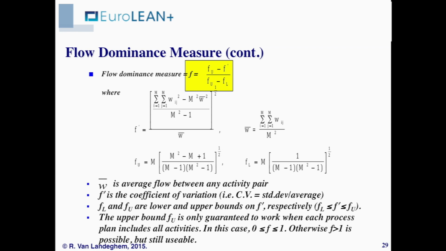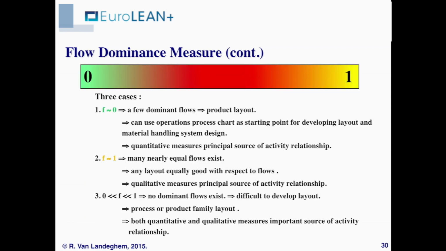Now, having calculated this dominance measure, we can then look at the value. If it is close to 0, it means that there exist a few dominant flows, because in this case variance is very low, and we can then probably use a product layout, which means that the dominant flow will determine the main layout and also the main cells that we will create. And these quantitative measures will also determine the relationship diagram, which we will use later on.